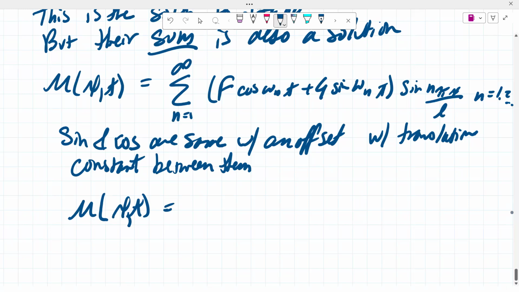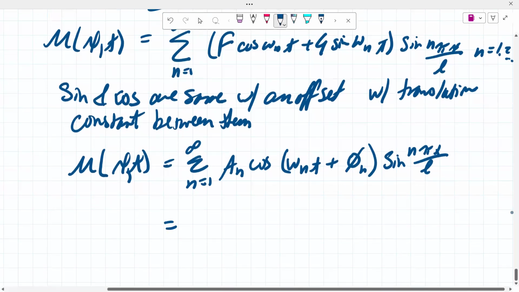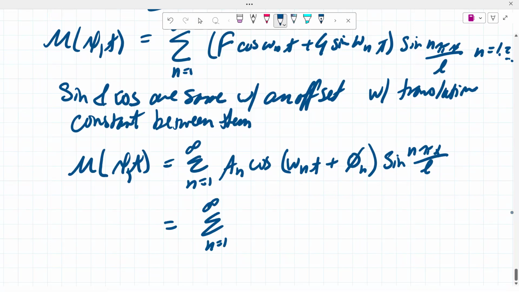u of x and t equals the sum from n equals 1 to infinity of a sub n cosine of omega n t plus p, where p is our offset, times sine n pi x over L, which is equal to the sum from n equals 1 to infinity of u sub n of x and t.